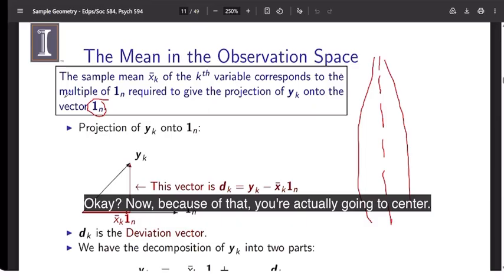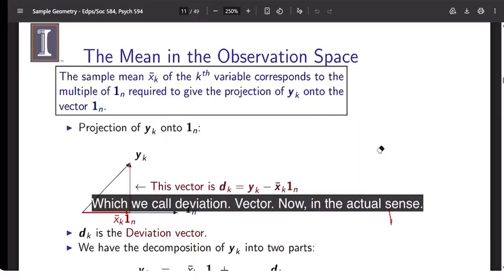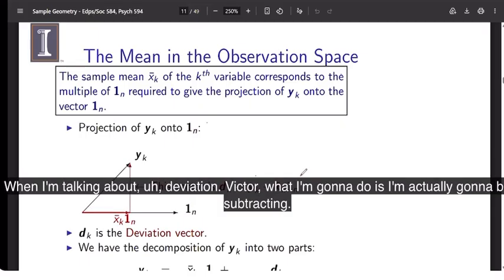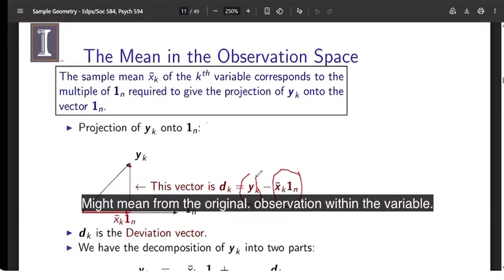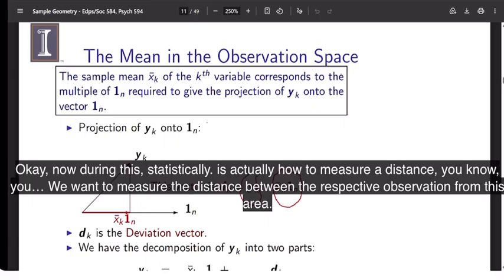In the actual sense, when I'm talking about the deviation vector, I'm subtracting my mean from the original observations within the variable. Doing this statistically is to measure a distance. You want to measure the distance of the respective observations from the center. And that's what we call the deviation vector.